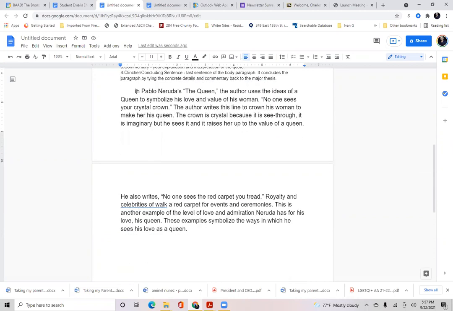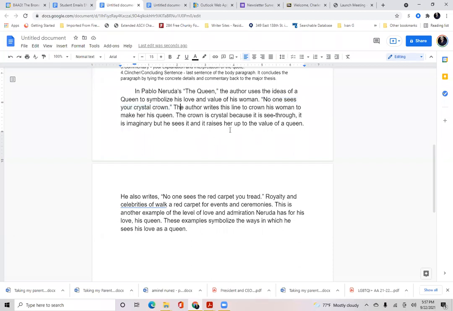So here I write, in Pablo Neruda's A Queen, the author uses the idea of a queen to symbolize his love and value for a woman. So for his woman. Right at the top is the topic sentence, right? Then I go into a quote. "No one sees your crystal crown." Use the quote. The author writes this line to crown his woman, to make her his queen.